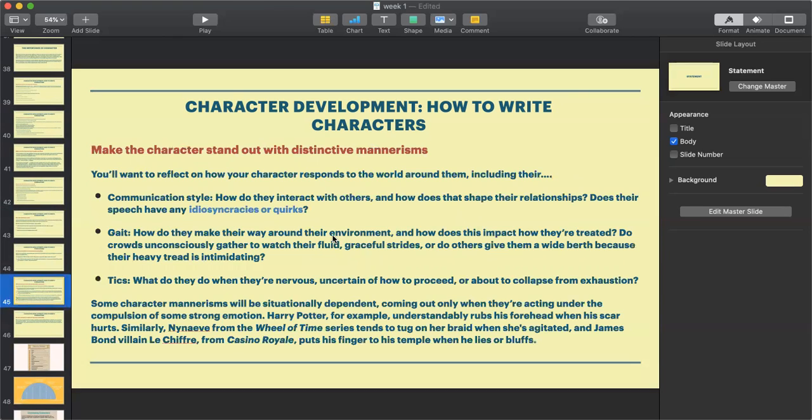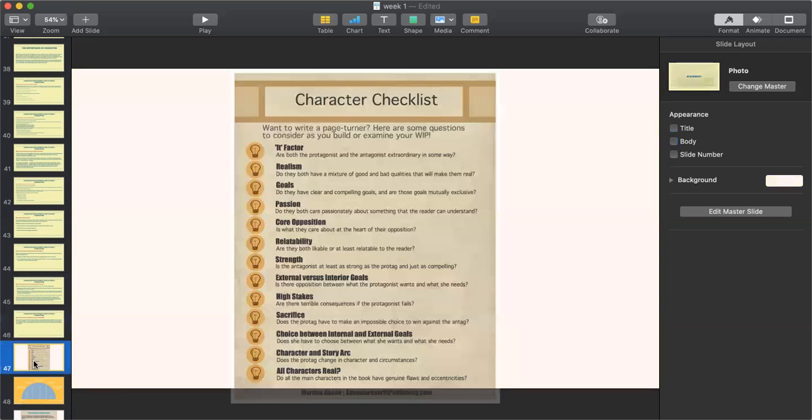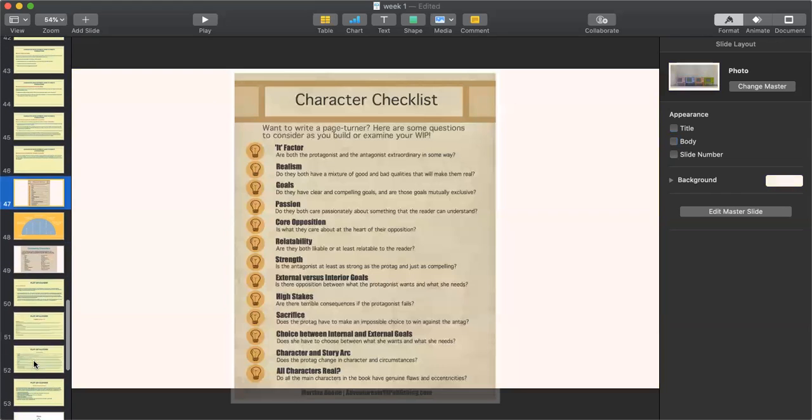Make the character stand out with distinctive mannerisms, right? Make those small details in those characters. Do your research and make the character believable. That is your final achievement. If you are writing a character and it seems that I can almost see the character and believe the character, right? So all these things we have already discussed.